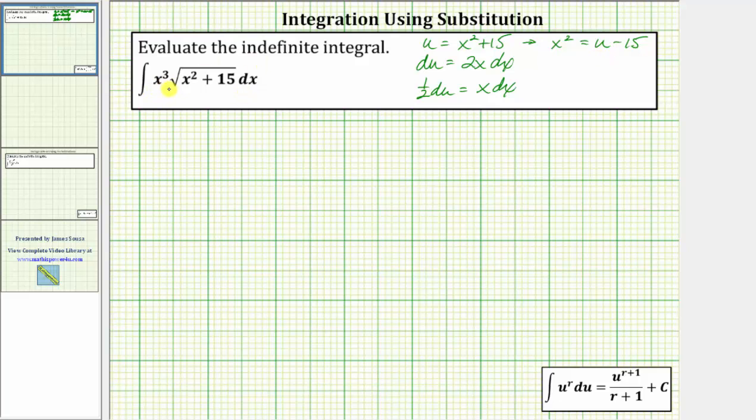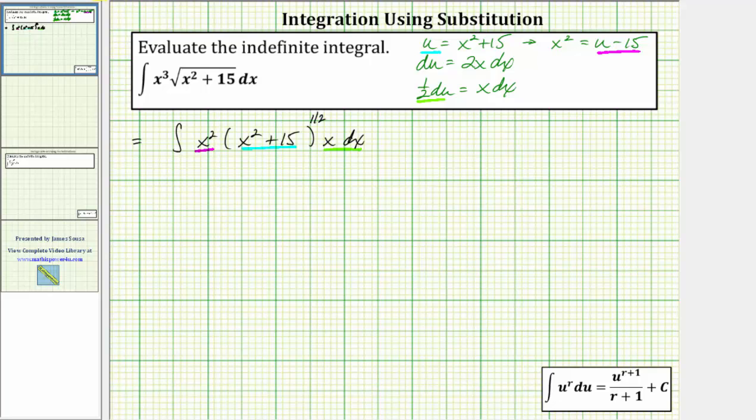To better show this, let's rewrite the given integral. Let's write this as the integral of, let's write x cubed as x squared and then x dx. Let's write the square root using the rational exponent of 1/2. So we'd have the quantity x squared plus 15 raised to the 1/2. Now looking back at our equations, we will substitute u minus 15 for x squared. We will substitute u for the quantity x squared plus 15, and we will also substitute 1/2 du for x dx.